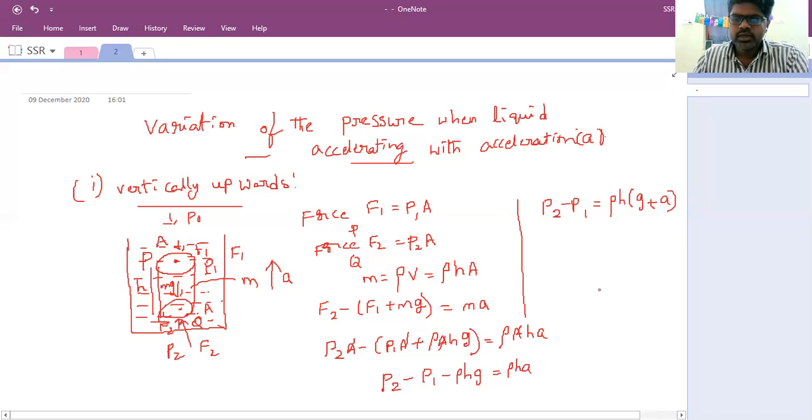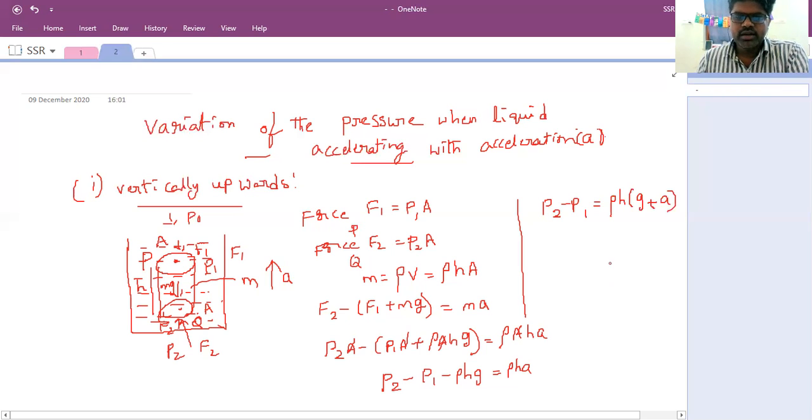Are you clear on this? So this is the pressure difference when the liquid column is moving upwards with an acceleration a. It is something like the lift moving upwards. In that case, we discussed that the effective acceleration is g plus a for a body inside. Similarly, the container is moving upwards like a lift. In that case, the effective acceleration due to gravity plus acceleration is g plus a. So P2 minus P1 is equal to rho H into g plus a. This is about vertically upwards.